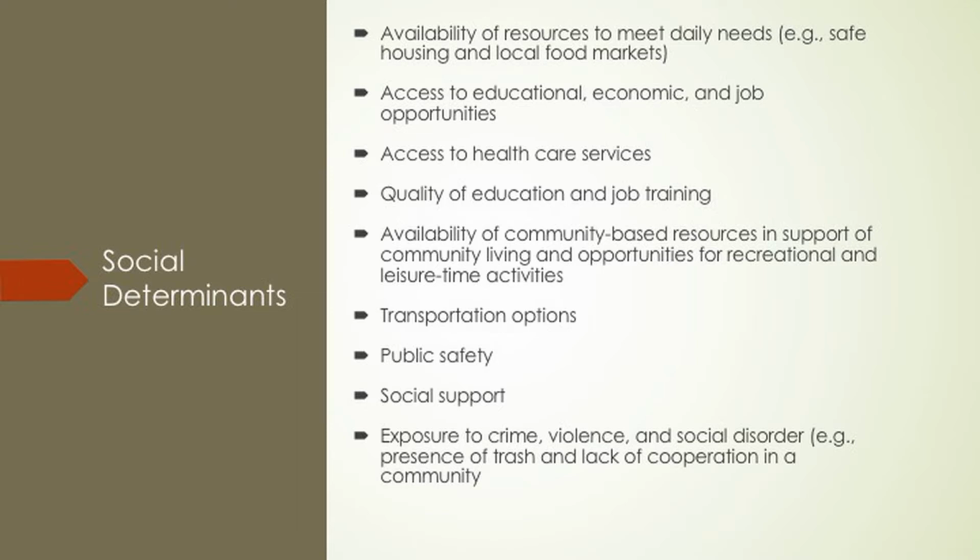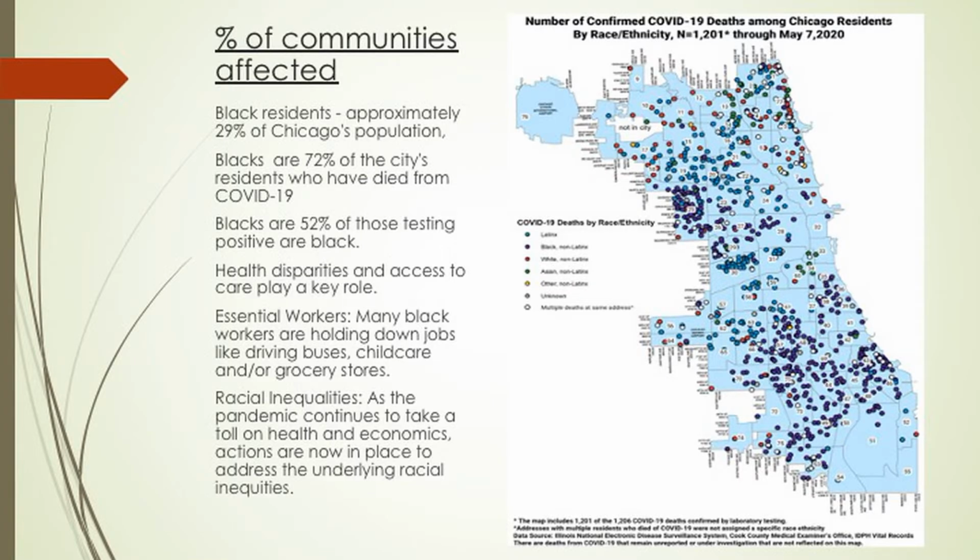Transportation. If a person doesn't have a car, and we talk about COVID-19, and you have to travel using shared resources, then you are putting yourself at risk for COVID-19 and other susceptible diseases. Public safety and social support: what services or social support network do you have access to? And lastly, exposure to crime. Some people may feel like, I don't leave my home because I'm fearful of the crime rate in my community. So now, let's look at the percentage of communities that have been affected by COVID-19.